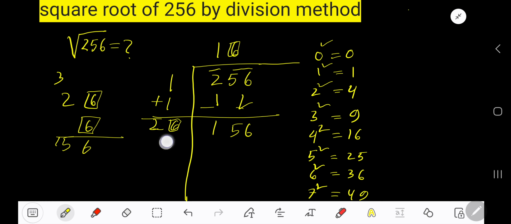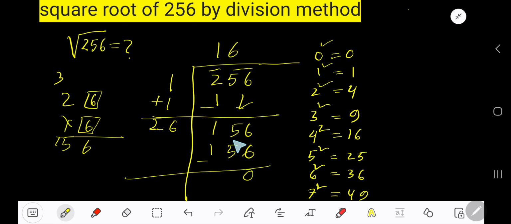6 times 26, 6 times 26, that gives you 156. Subtract, you are getting 0.